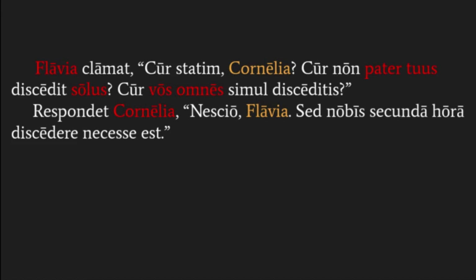So nescio, I don't know. It's the verb nescire, which means to not know. And you'll notice that it ends in an O, meaning I, right? So I don't know, Flavia. And again, Flavia is vocative because she's calling her by name. So she says, I don't know, Flavia, but necesse est, it's necessary, right? Nobis, for us, discedere, to leave or to depart, secunda ora, at the second hour.